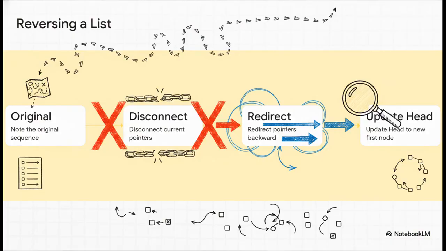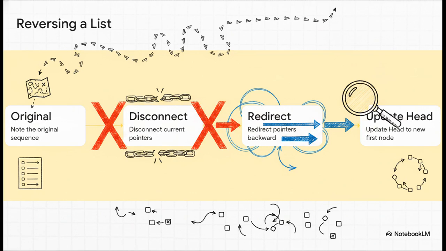Now, what's really interesting about this slide is how visualizing these operations reveals just how logical they actually are. Let's take a complex operation, like reversing a linked list. Instead of moving all the heavy data around, we simply change the clues on the scavenger hunt. Step 1, we note the original sequence. Step 2, we disconnect the current forward-facing pointers. Step 3, we carefully redirect those pointers backward, step by step, node by node.